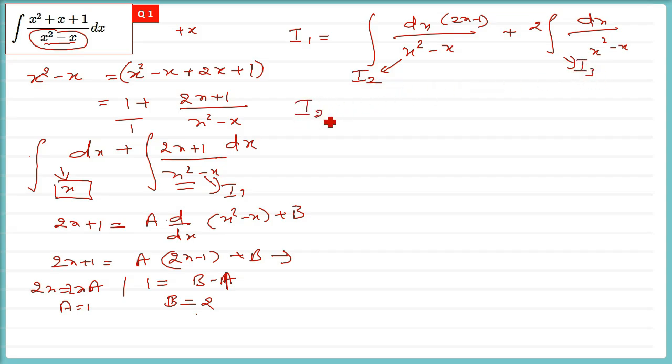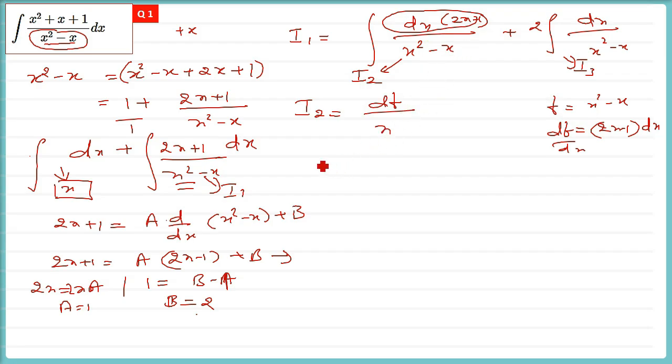This I2 will be quite easy because we have completed the previous exercise. Just take t equals x square minus x. dt will be equal to 2x minus 1 into dx. This whole numerator will become dt, and x square minus x we have already taken as t. So it will be the integration of dt by t, which is simply log modulus of t plus a constant of integration. Here t is x square minus x, so log modulus of x square minus x plus constant c1. So this is the integration of the first part.